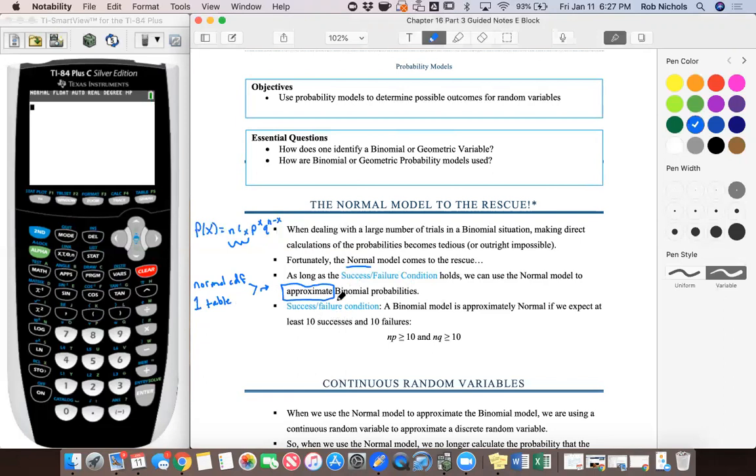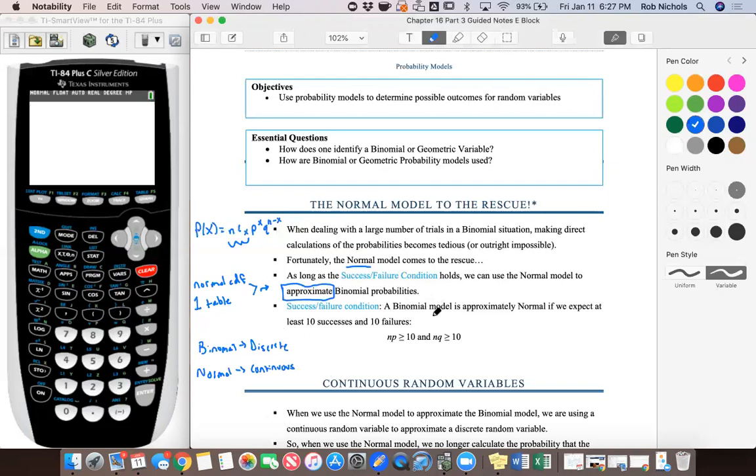The other issue comes in the fact that the binomial model is used to describe discrete variables. Remember, these are things that we count, whereas the normal model is used to represent a continuous variable. So there's another issue. It's different types of variables, so we're going to have some problems when we do this.